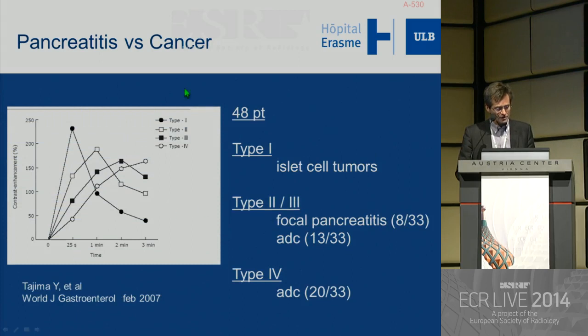Now we can use contrast, but indeed it's helpful in some instances, but not in every instance. So this paper on 48 patients with different kinds of tumors and inflammatory conditions tried to discriminate those. And the type 4 curve, which means a progressive enhancement of the pancreatic parenchyma or the mass, was majorly seen in the majority of the patients with adenocarcinomas.